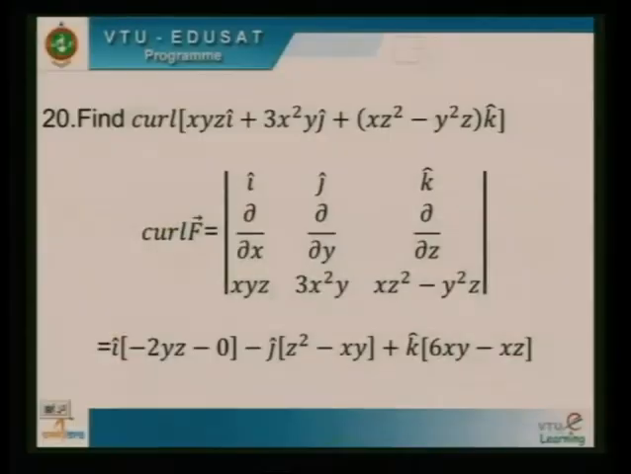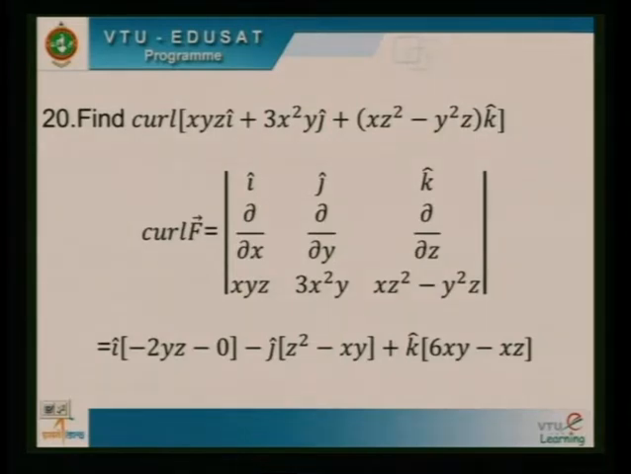Next, find the curl of xyz i cap plus 3x squared y j cap plus (3x plus xz squared minus y squared z) k cap. Find the curl of the vector. That means the curl of a vector is the determinant of i cap, j cap, k cap, dou by dou x, dou by dou y, dou by dou z.